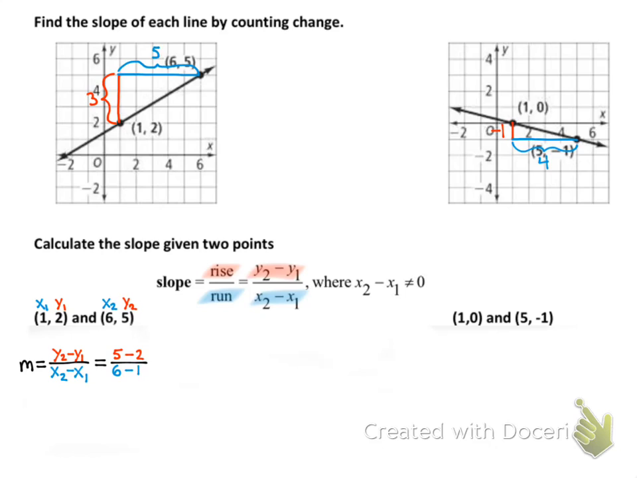So 5 minus 2 and 6 minus 1. 5 minus 2 says our difference in the y direction is 3. 6 minus 1 says our difference in the x direction is 5, as we had shown up above.